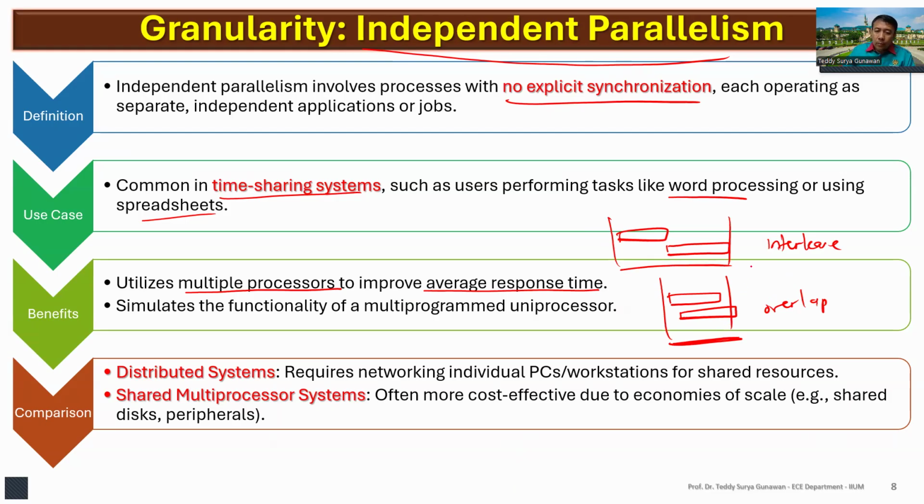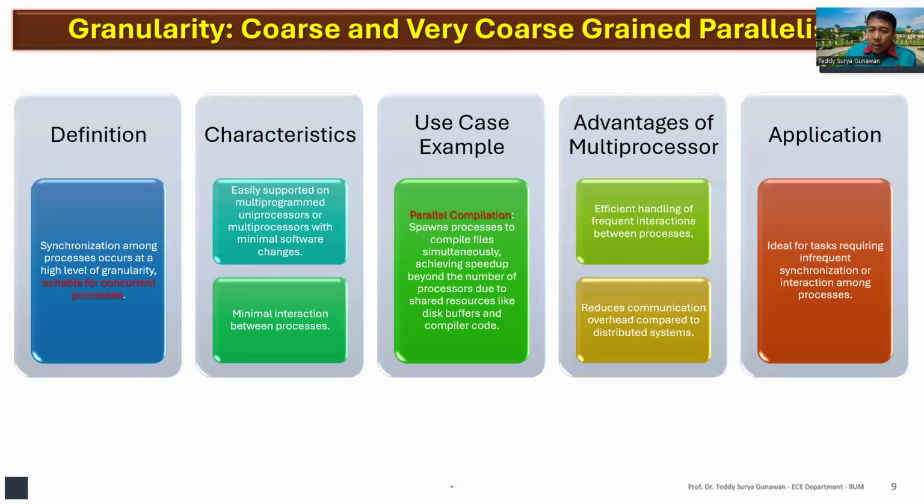So we can compare: the distributed system requires networking to share resources. Remember, we have the networking here. So this is a distributed system. Or you can also have a shared multiprocessor system, where you share the memory. Okay, so let's move on.